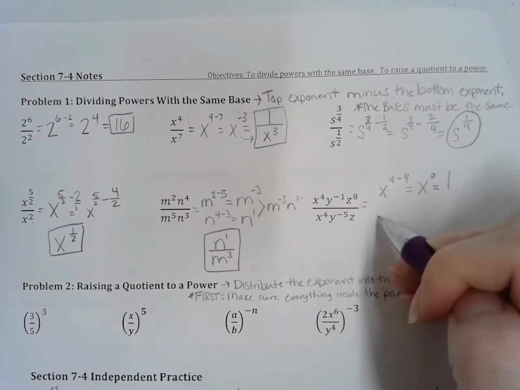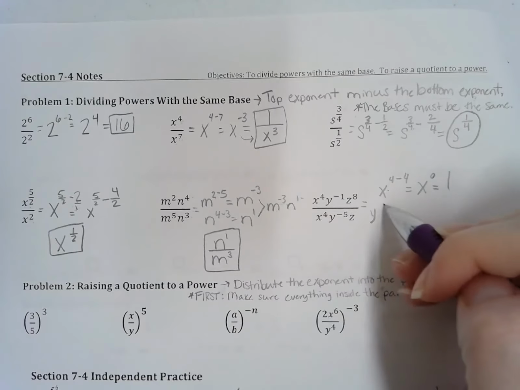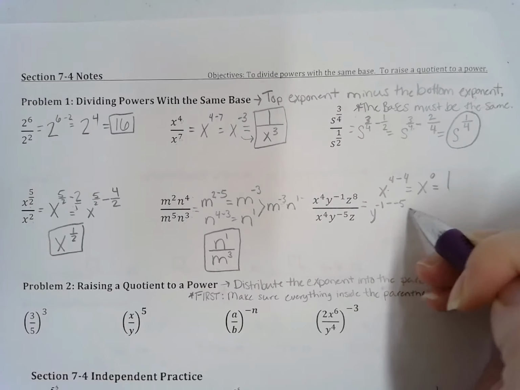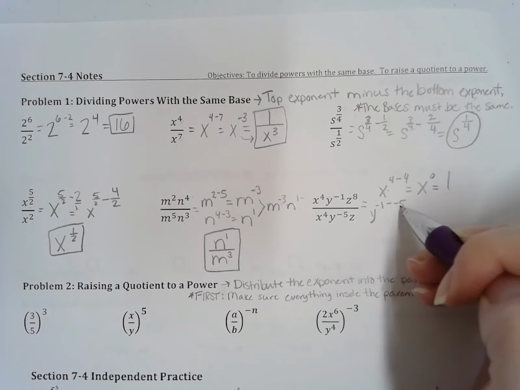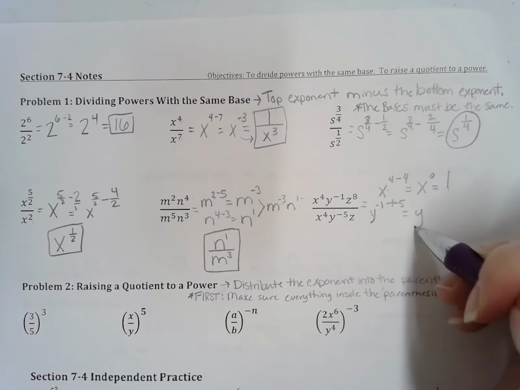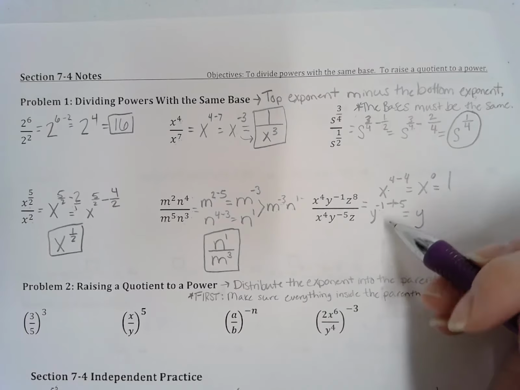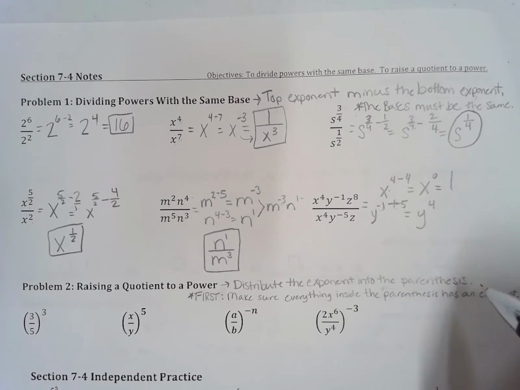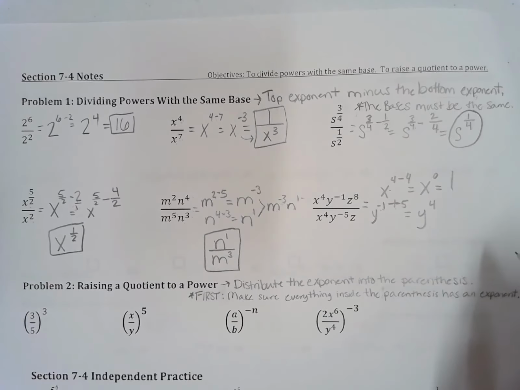My next base is y. So I have y, my top number is -1 minus my bottom number is -5. -1 minus -5 is like -1 plus +5. Change. So now I have to just add: -1 plus 5 should be 4. So that simplifies down to y to the 4th.